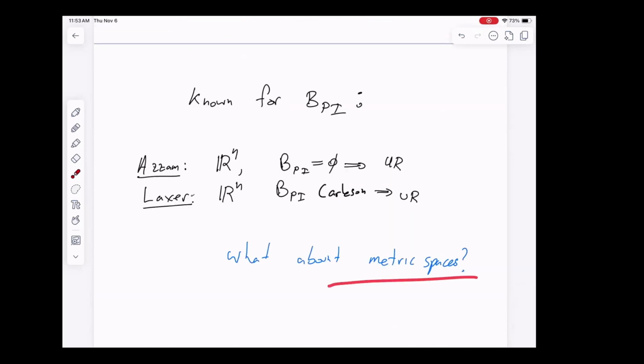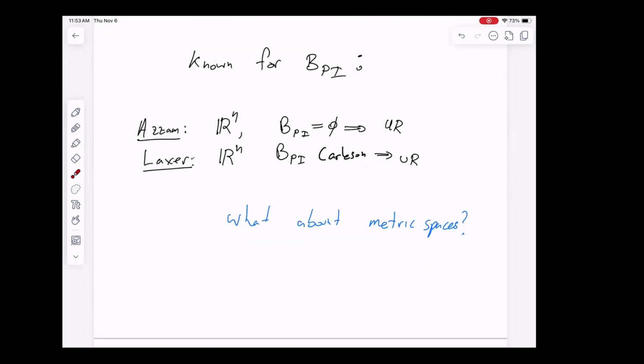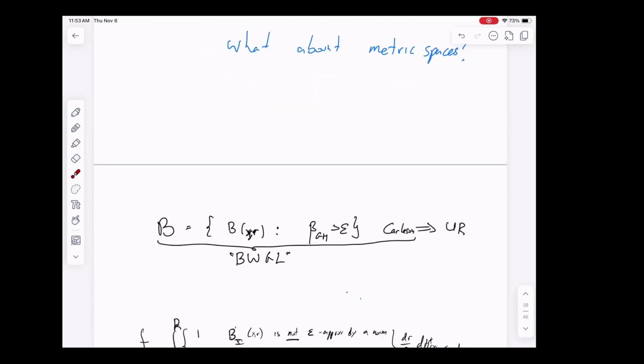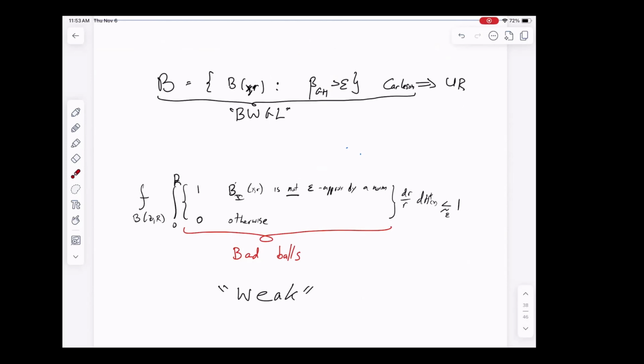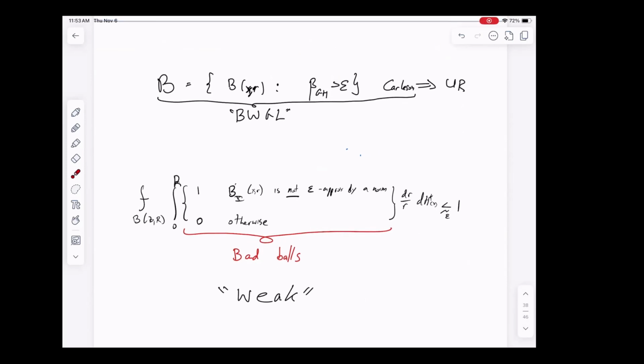Right. So what is known for metric spaces? That's another natural and related question, and then somewhat more technical. I don't know. So how many more minutes do I have? When should I stop talking?